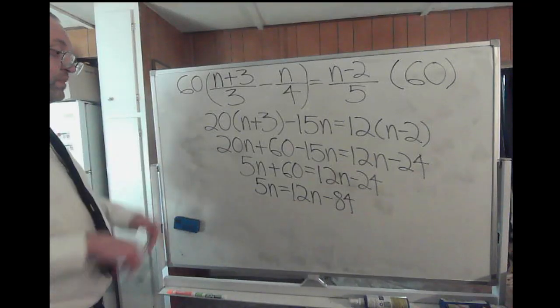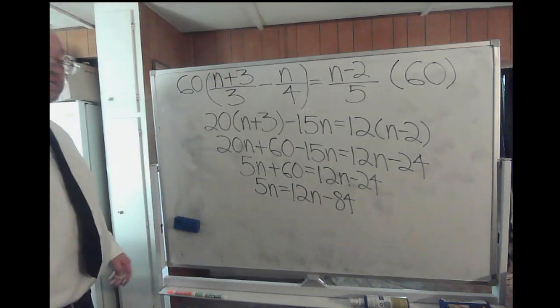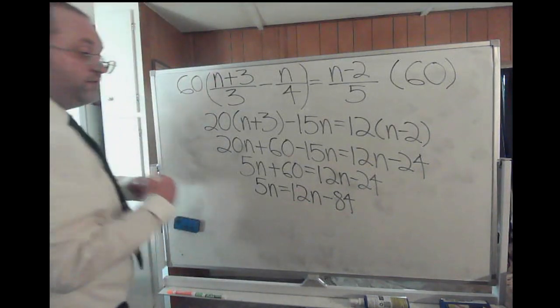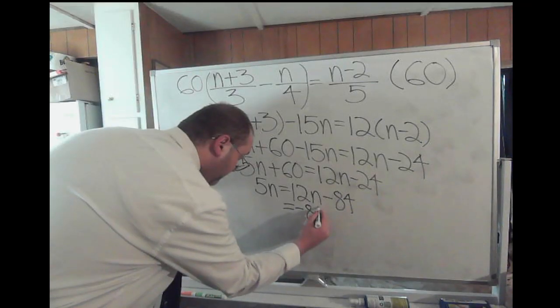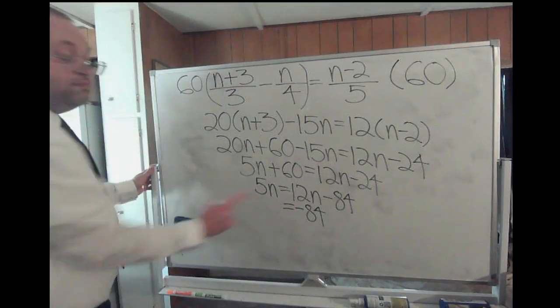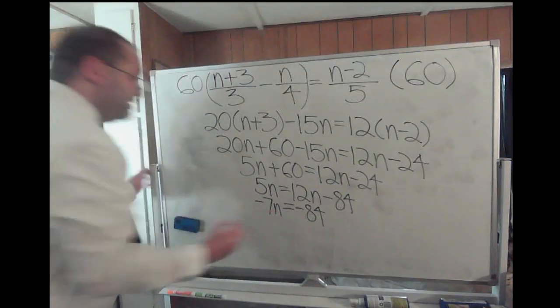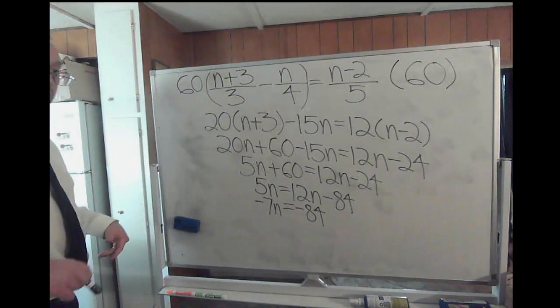Okay. Well, on the right side, we want to get that negative 84 by itself, right? So we got to subtract 12n from the right-hand side. If we do that, you do get negative 84 on the right. 5n minus 12n is negative 7n. So now we have negative 7n equals negative 84.